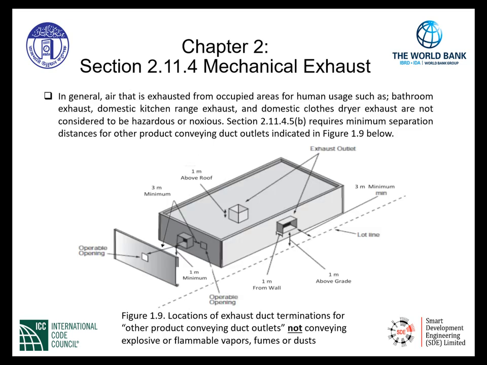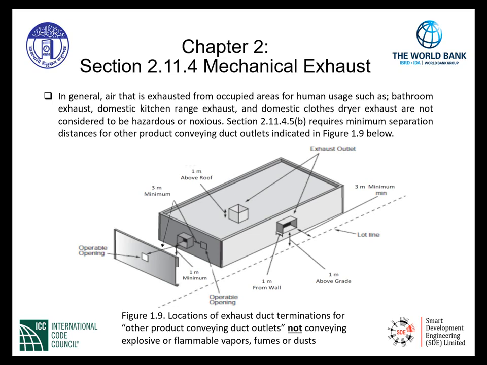In general, air that is exhausted from occupied areas for human usage, such as bathroom exhaust, domestic kitchen range exhaust, and domestic clothes dryer exhaust, are not considered to be hazardous or noxious. Therefore, Section 2.11.4.5b requires minimum separation distances for other product conveying duct outlets indicated in Figure 1.9 below.